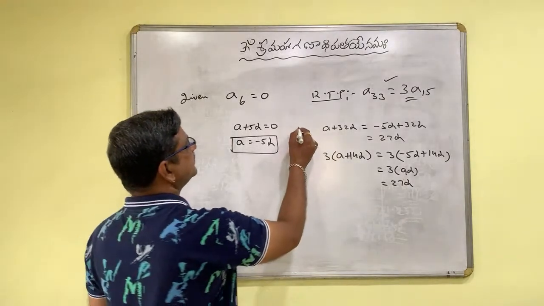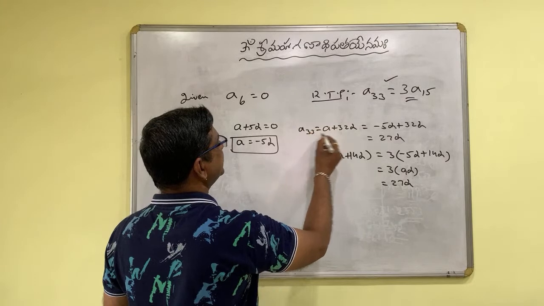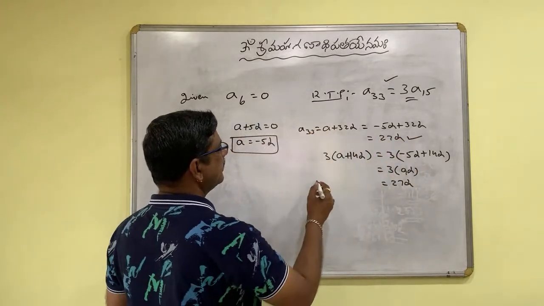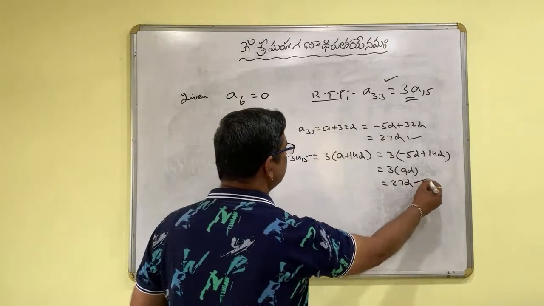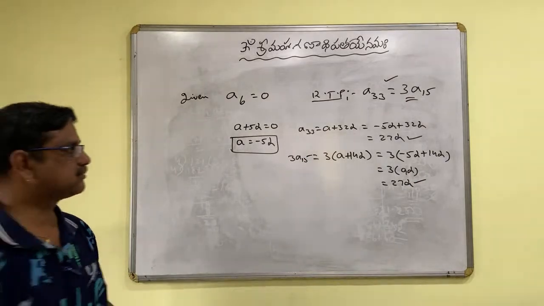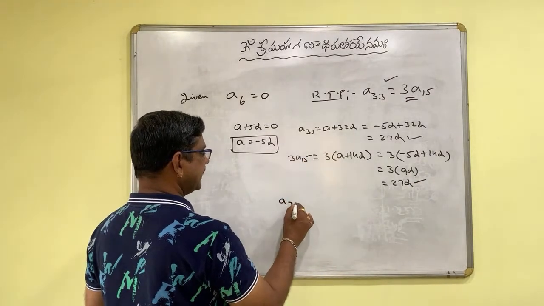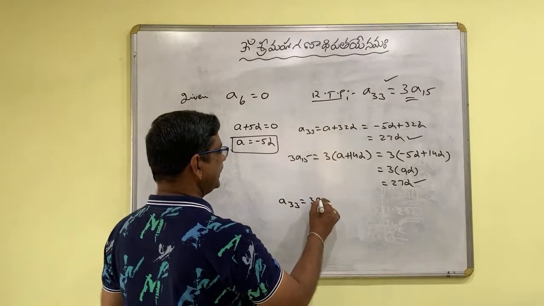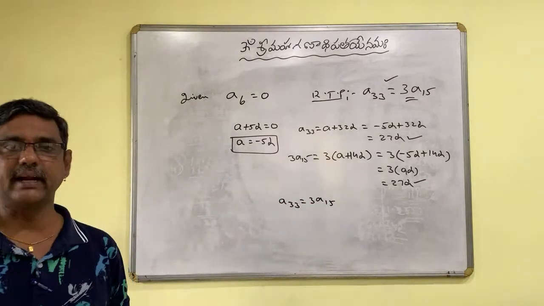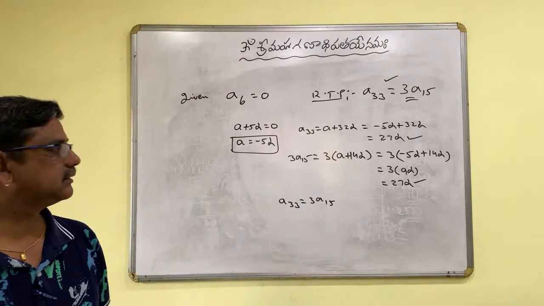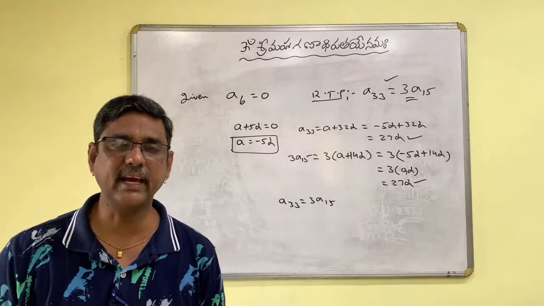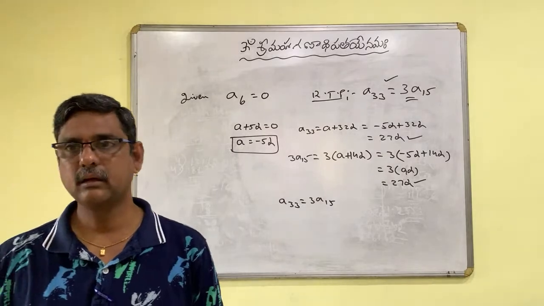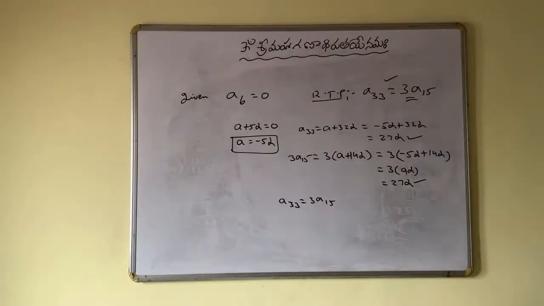Now, the 33rd term we got 27D, and 3 times A15 is also the same 27D. That means what can we conclude? A33 equals 3 times A15. That is what we have to understand. Is it clear? Did you understand?